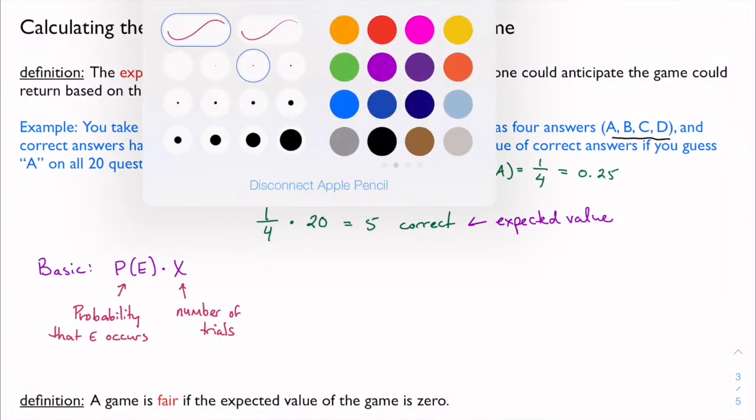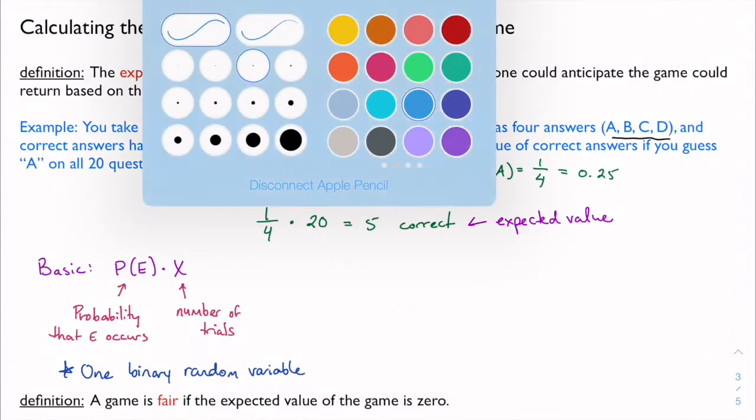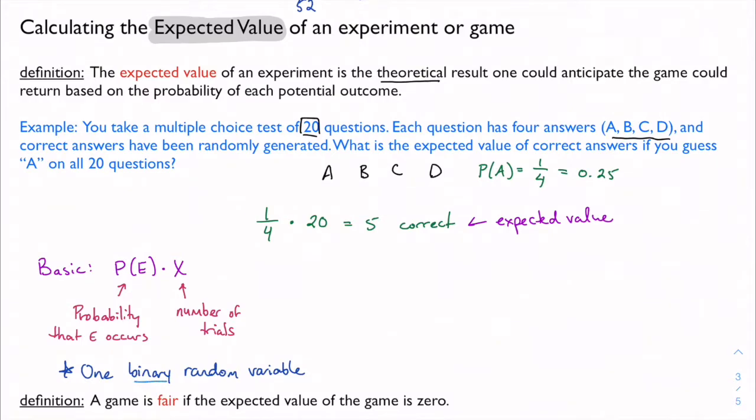So this is its simplest form because this is for what we call a binary random variable. And binary here just means I have 2 outcomes. I guess A, I either get it right or I don't, right? I have 2 outcomes.